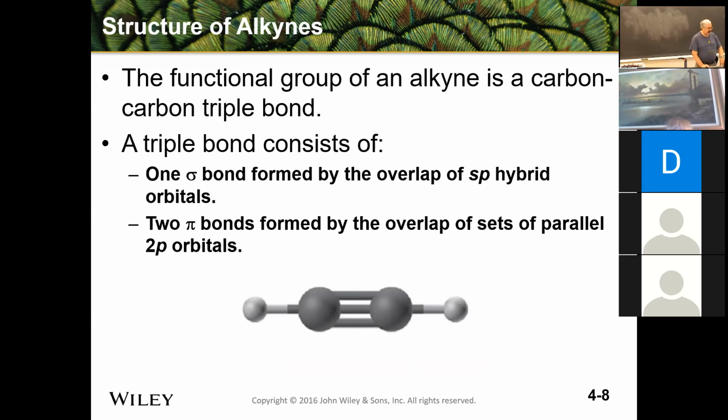Okay, an alkyne is a compound that has a carbon-carbon triple bond. And with an alkyne, we'll have one sigma bond between the two carbons, and then we'll have two pi bonds formed by the parallel overlap of two p orbitals.